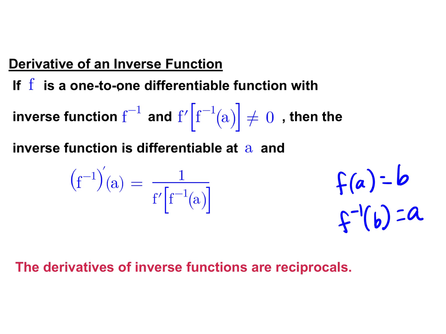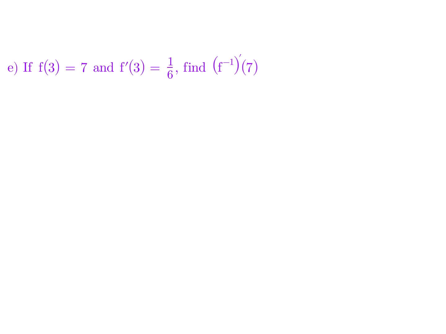Here's the first example, and these problems will regularly look like this. If f of 3 is 7 and the derivative of f at 3 is 1/6, find the derivative of the inverse at 7. Now you may be thinking, you just told us the derivatives of inverse functions are reciprocals, so the derivative at 3 is 1/6, so the derivative of the inverse at 7 must be 6. And the answer is yes, but you need to know why.